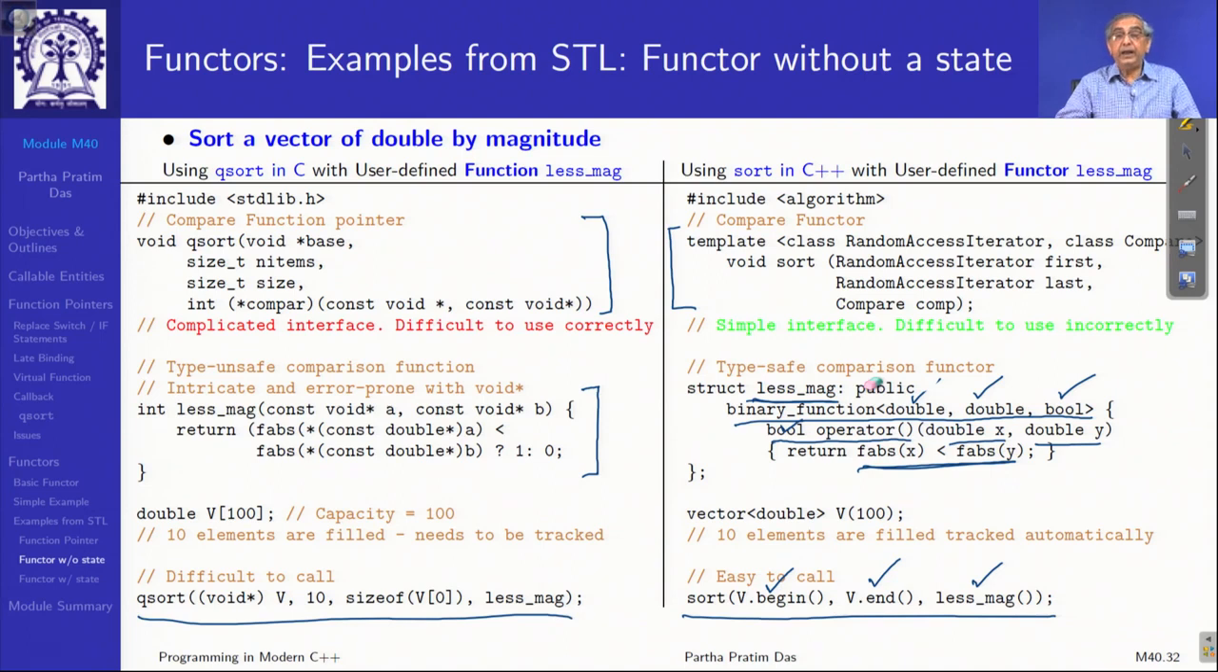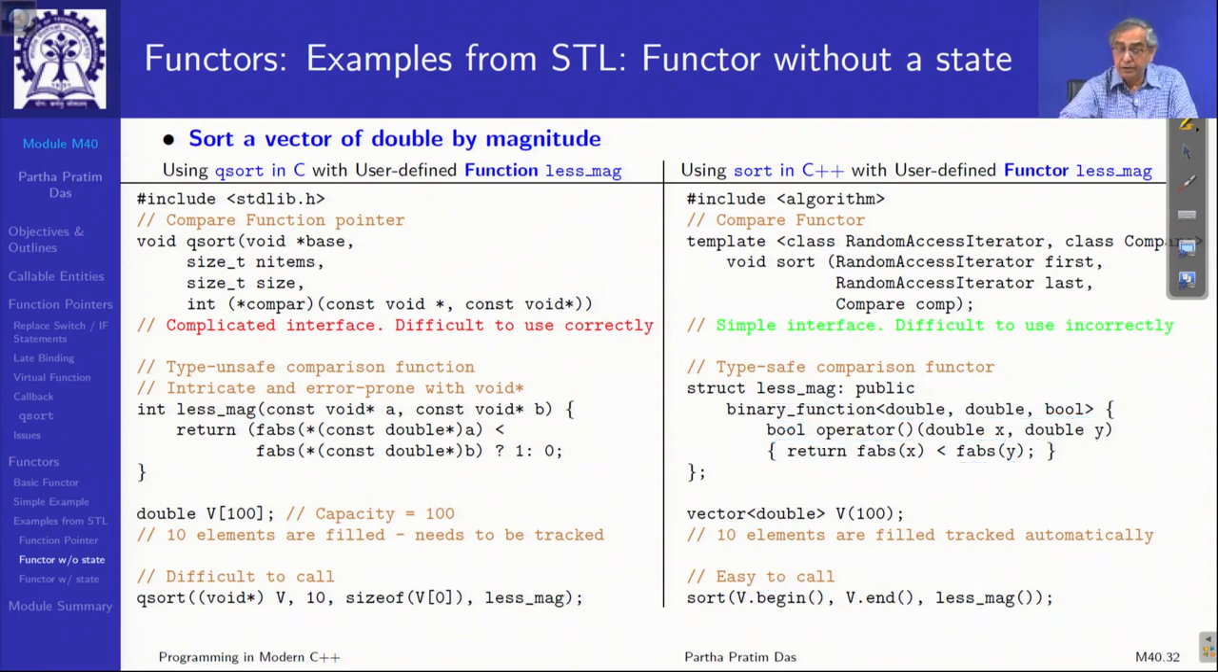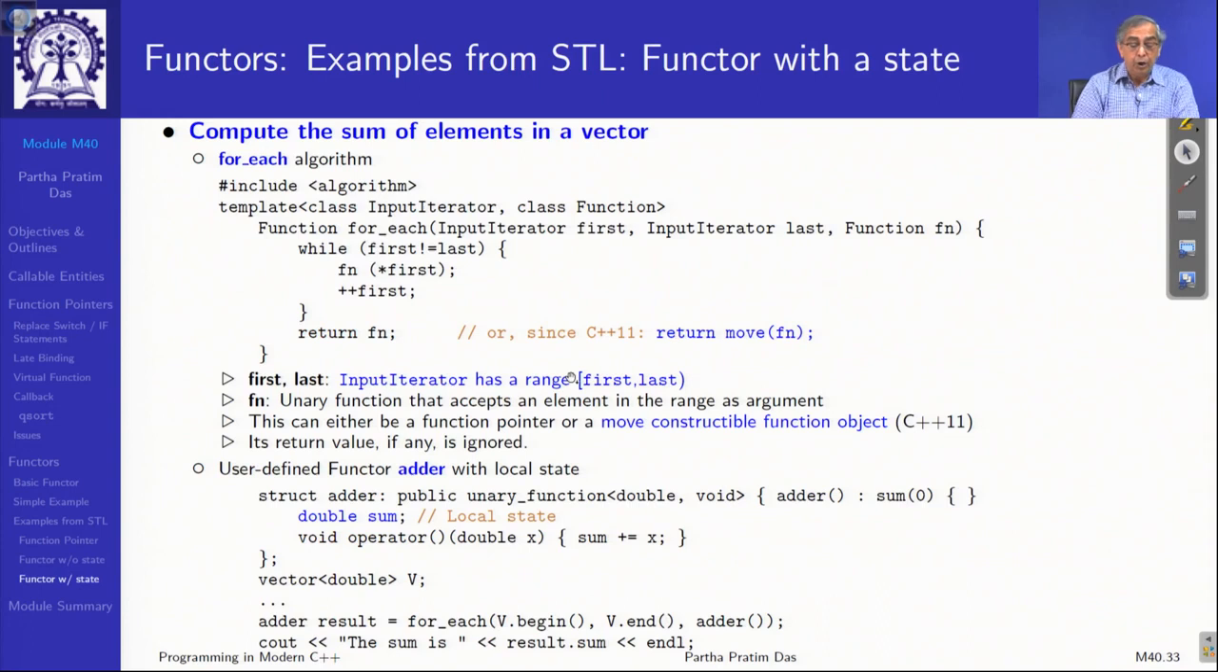So, it publicly inherits. This less mag inherits from the binary function template, which says that it is a binary function taking 2 doubles and a bool, and implements it. And the interface that you actually have to call is so simple. So, this is a very powerful use of functors in the context of the library. Know that this does not have a state, because the functor did not need to use any data member. We can also have states in this.